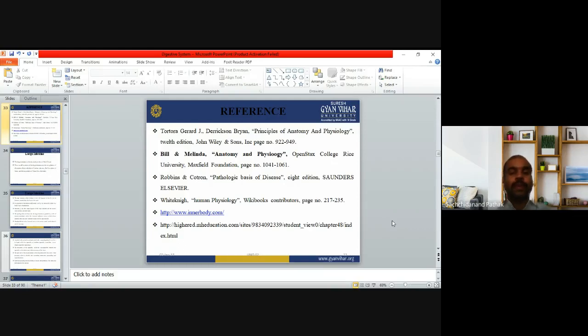The second book is Bill Melinda's Anatomy and Physiology. And the third one is Robbins and Cotran. The Robbins and Cotran book is not for anatomy and physiology, it's for the pathological basis of disease. Why do I mention these books?